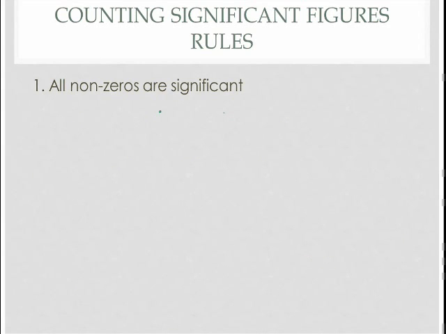The rules here for counting significant figures. The first 2 rules are probably the easiest. Non-zeros are significant. This is easy. If we see a non-zero, it's significant. That means 1, 2, 3, 4, 5, 6, 7, 8, 9. Okay, these are all significant. That's pretty straightforward.